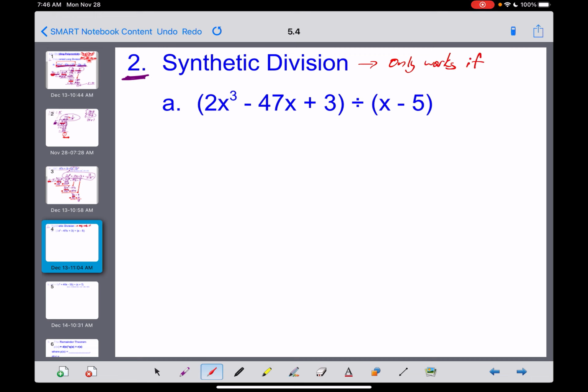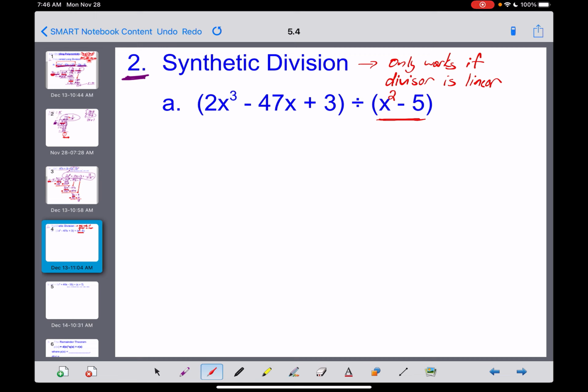So we're going to go ahead and write this out. It only works if the divisor is a linear polynomial. Now in this case, x minus 5 is a linear function, but if that was an x squared minus 5, now that's no longer linear.